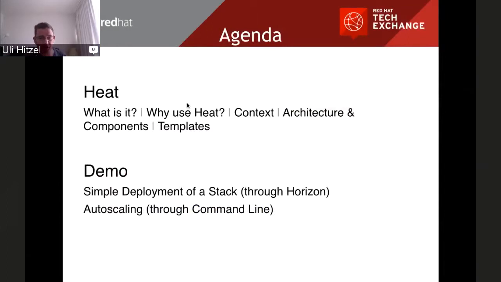So we are talking about Heat. What is it? Why should people use it? How does it fit into the context of configuration management and orchestration tools? What's the architecture? What components are involved? What about templates? What to do with it? And we have two demos. One of them is a quite simple deployment of a stack using Horizon. And we'll also look at autoscaling through the command line.